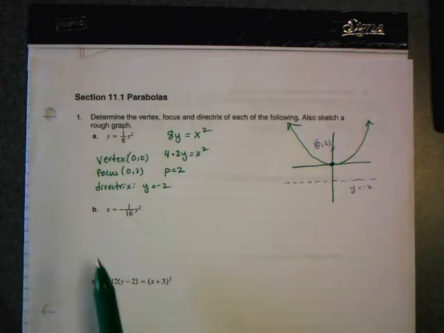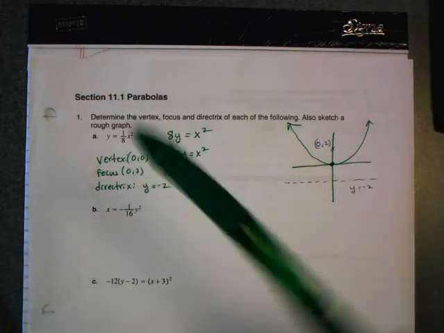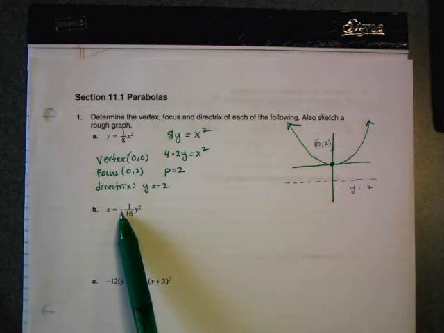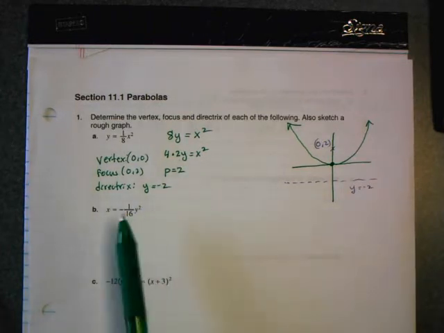All right, how about x equals negative 1/16 y squared? Up, down, left, or right? Well, it's y squared, so it's left or right. That's a negative, so it's left. So the y squared tells me left or right. The negative tells me it's going to be left.